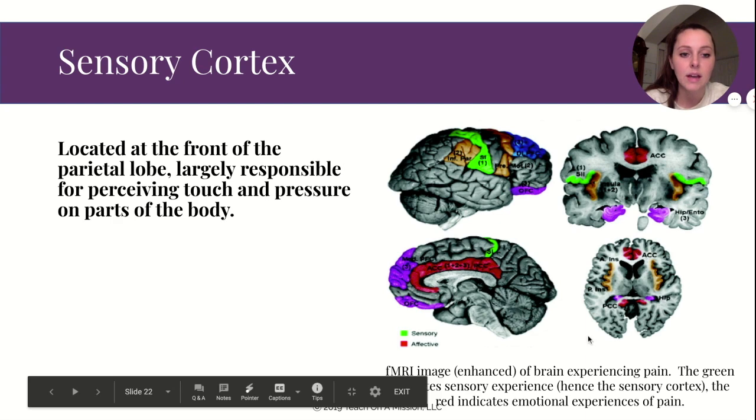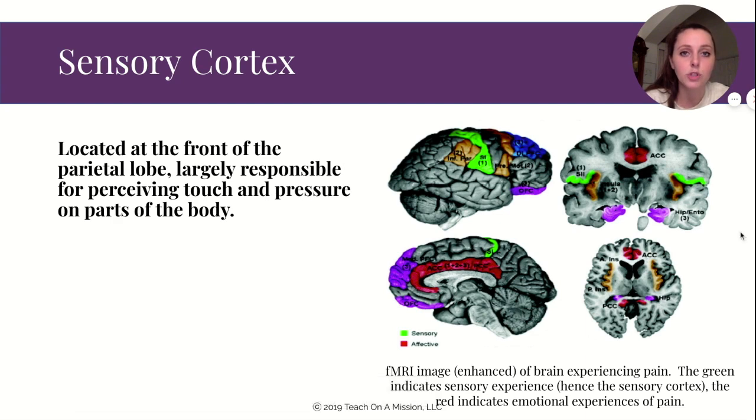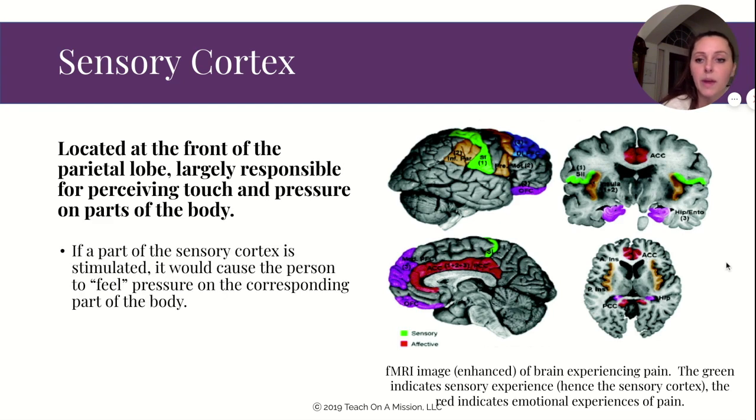So we see this image off to the right. These are functional MRI images, which show us brain activity, right? We learned that in the last video, of a brain experiencing pain. It says the green indicates sensory experience, since we're talking about the sensory cortex, and the red indicates emotional experiences to pain here.